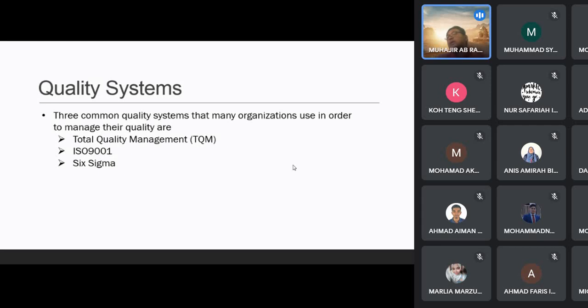Okay, about the quality system, there are three common quality systems that many organizations use in order to manage quality. If you go to any organization, normally they will talk about TQM, ISO 9001 or Six Sigma. So have you come across these terms before in industry? You have been in industry training last semester, right?